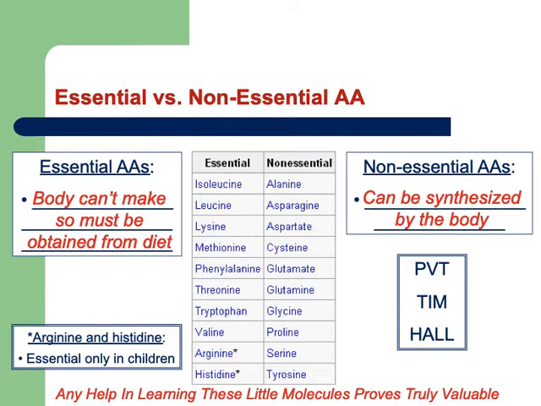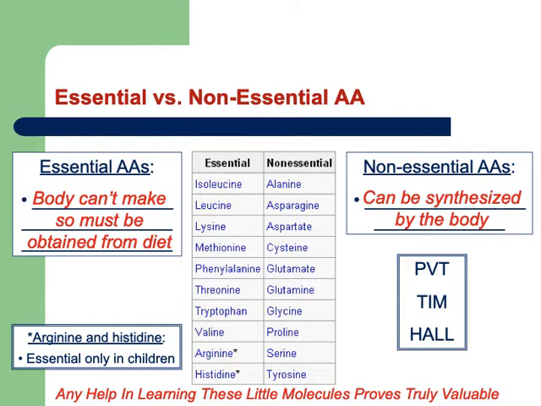There are 20 total amino acids. 8 to 10 of them are essential, depending on if you're a child or an adult. As an adult, we only have 8 essential amino acids. As a child, we include arginine and histidine, and so there are 10 essential amino acids for children. On the right side, we see our non-essential. Remember, non-essential means that the body can synthesize these amino acids on its own. So we do not need to get them from the diet.